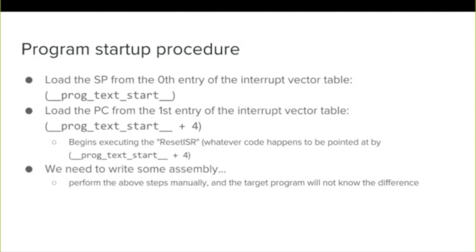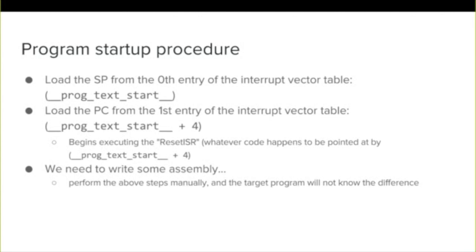Then we're going to load our PC from the first entry in the interrupt vector table, because the first entry in our vector table is the reset interrupt service routine. It's the service routine for when our device resets. So we load PC from there. Then we begin executing reset ISR. Whatever code happens to be pointed at by that, and we're good to go.